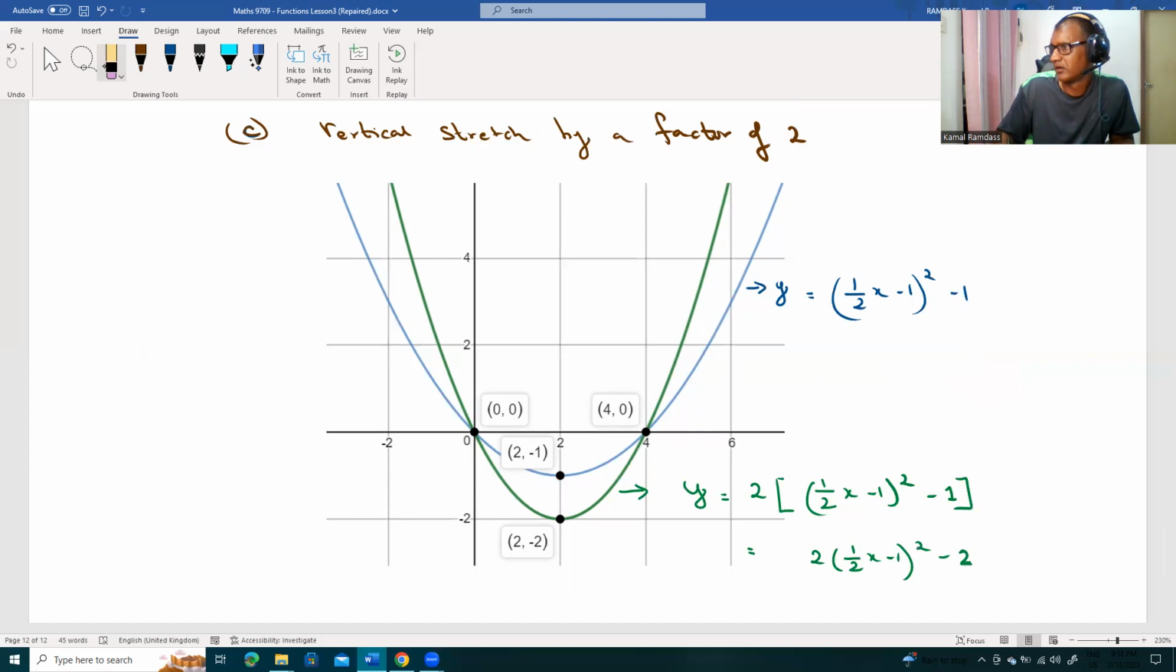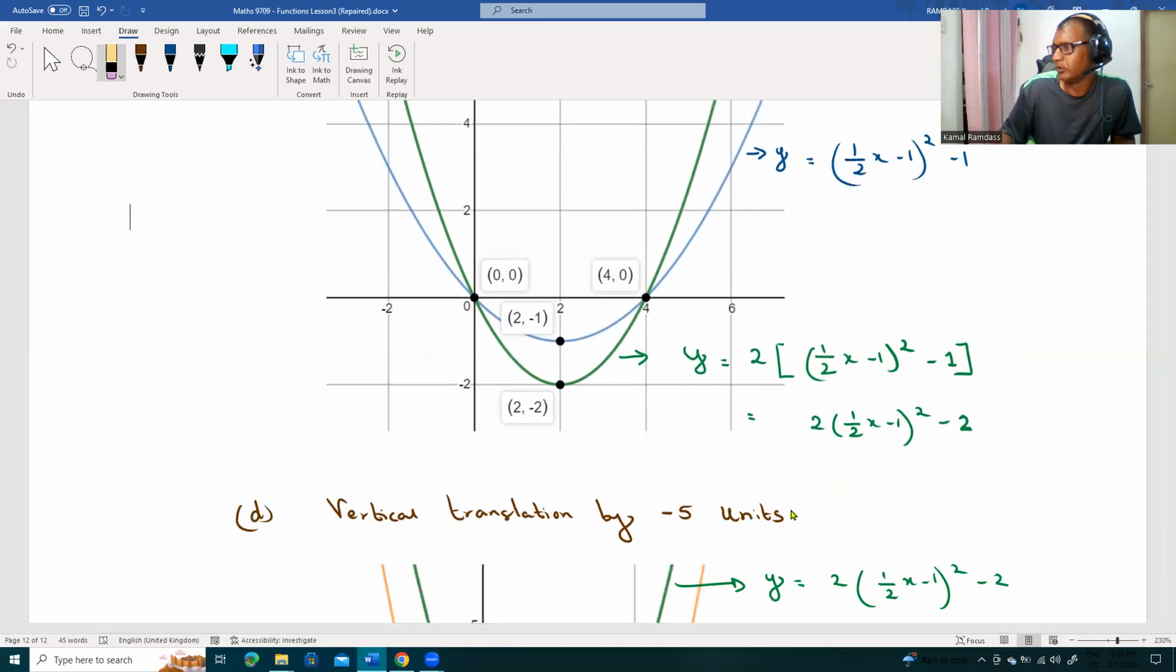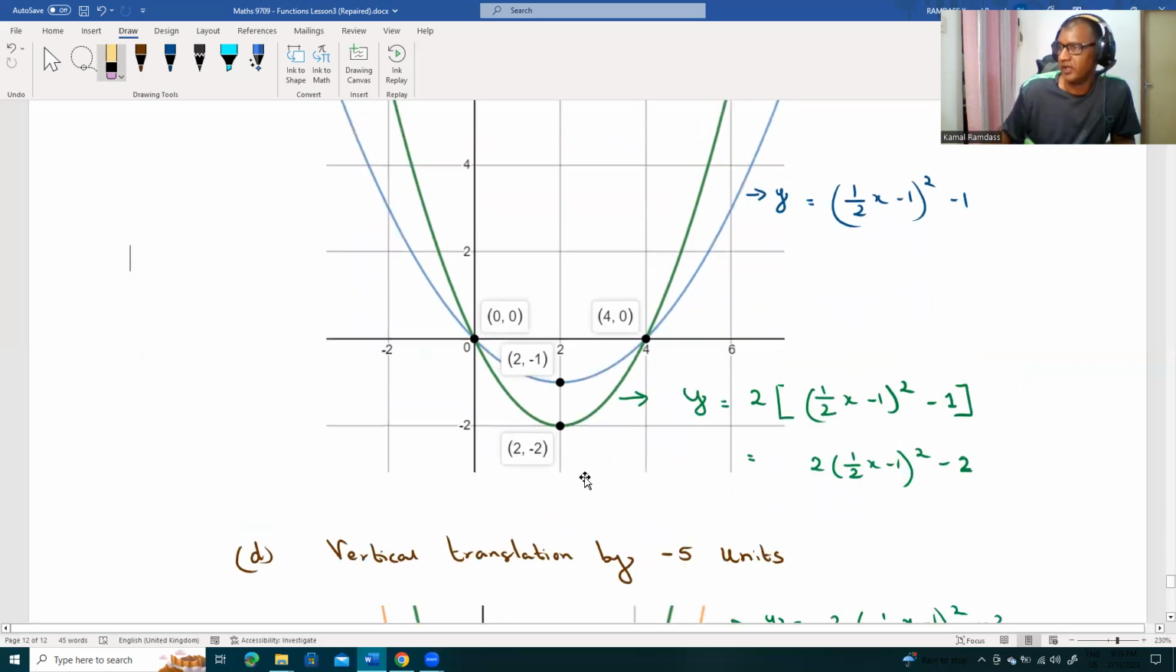you have 2 into bracket half x minus 1 to the square, minus 1 ferme bracket to the square, minus 1 nous ferme the square bracket. On fait pour gagner 2 into half x minus 1 to the square minus 2. OK? Et qui peut être dit?